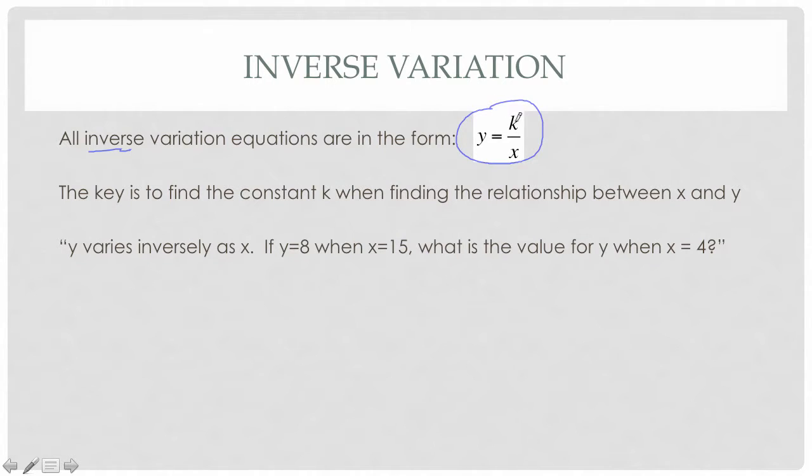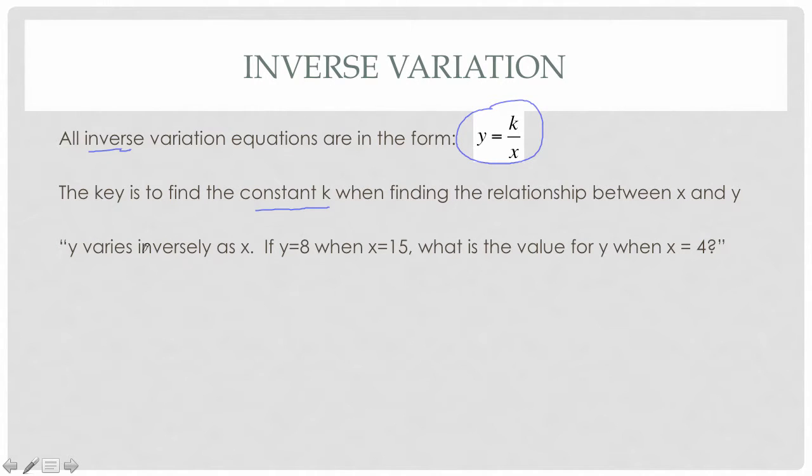Y equals some constant divided by x. You can quickly see how when x gets bigger, the fraction, some value k over x, turns into a smaller fraction, so y gets smaller. But let's again take this example. Let's figure out what our constant is and then figure out what the equation is and solve this problem.